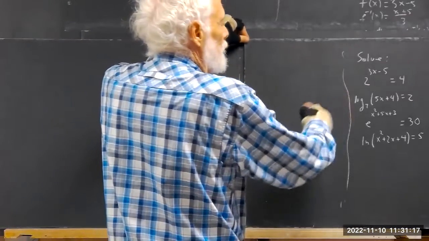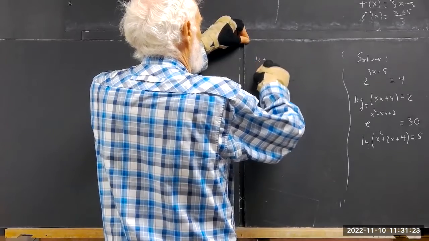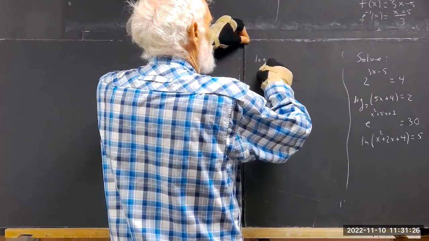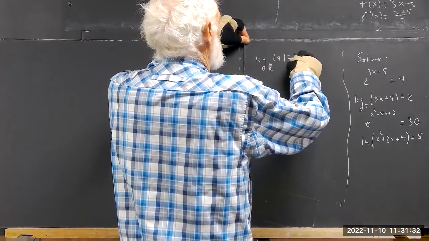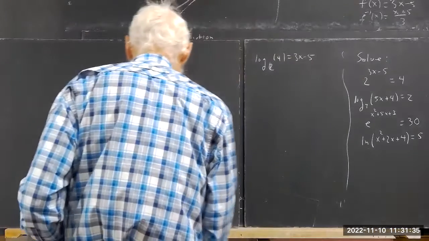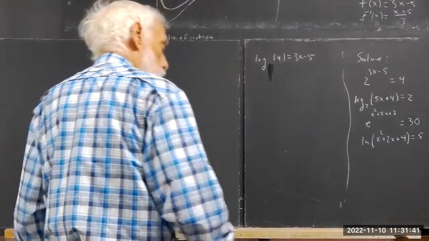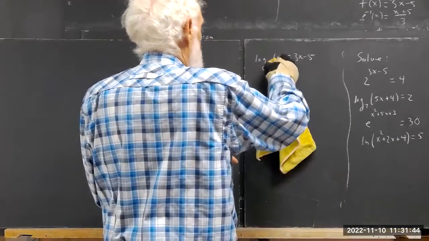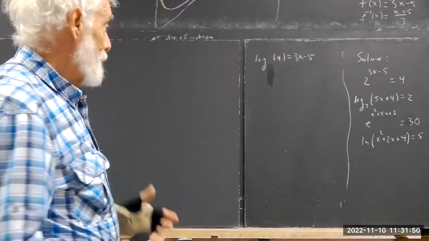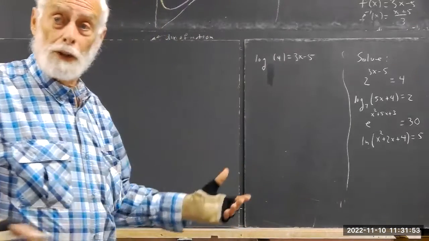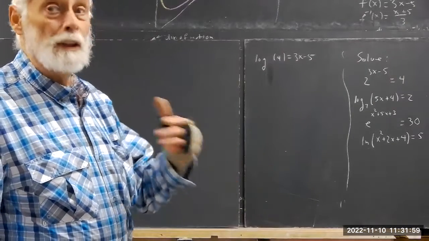So we have 2 to the 3x minus 5 equals 4. That translates to log to the base 2 of 4 equals 3x minus 5. Log to the base 2 of 4 is 2, and that ought to be totally obvious to you if you know the graph of the basic log function. If you invert the 2 to the x values and you get the log values, you see log of 4 is 2 because 2 to the 2 is 4.